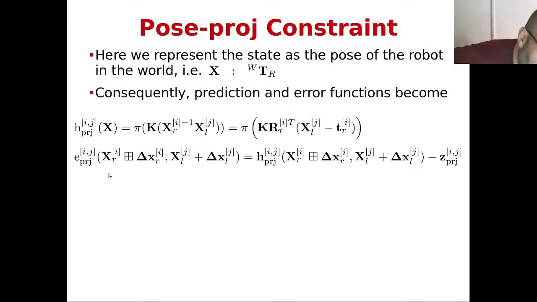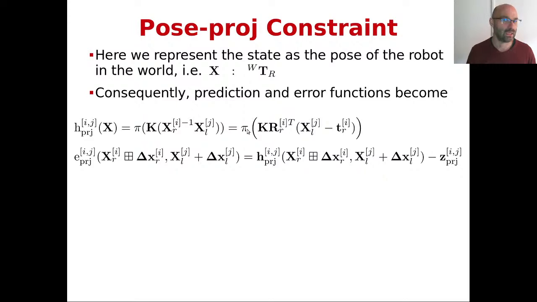I could do the same for the pose projective constraint, which is exactly the same, or very similar to the pose landmark constraint, with the difference that after taking the landmark and expressing it in the robot frame, I have to take this measurement and multiply this quantity by the camera matrix, and I have to perform the homogeneous division to get rid of the third component to basically consider the perspective effect.